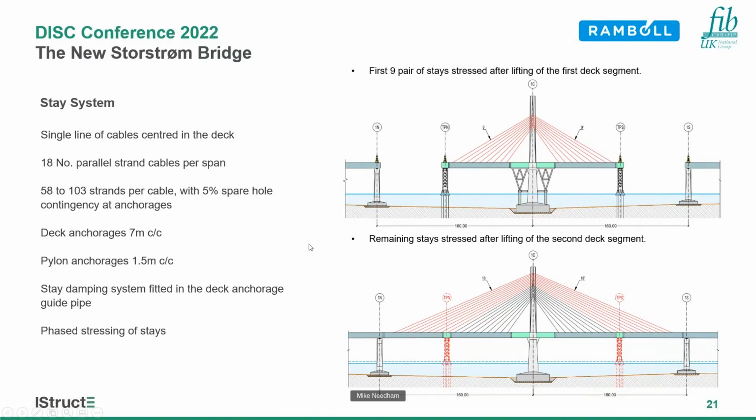There's a two-stage stressing process. Because of the construction sequence, the first stage is you have this in situ portion of deck. You then lift in your precast deck segments each side and stitch those to the sides on temporary towers. And at that stage, the first 9 pairs of stays can be stressed. Then the second stage deck comes in and is all stitched together. And at this point, the remaining stays can be stressed. And then the temporary towers can be removed.